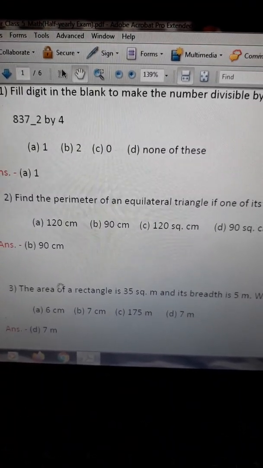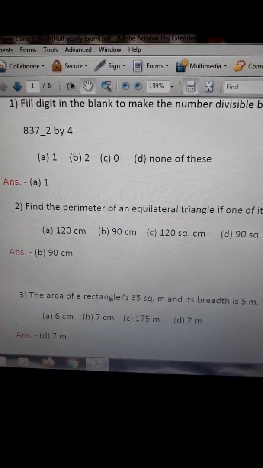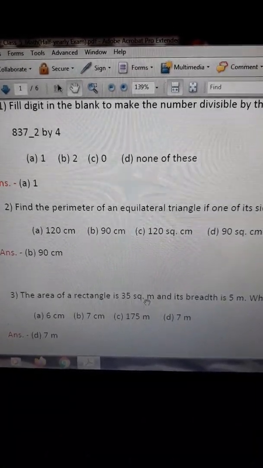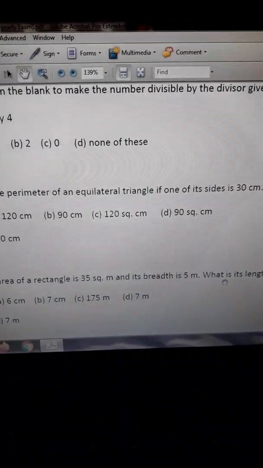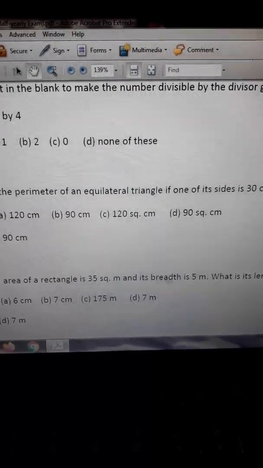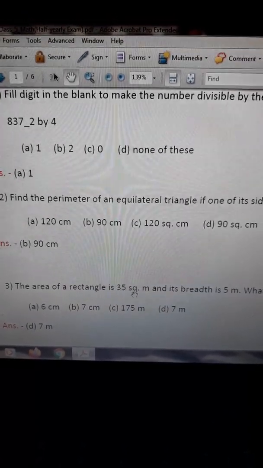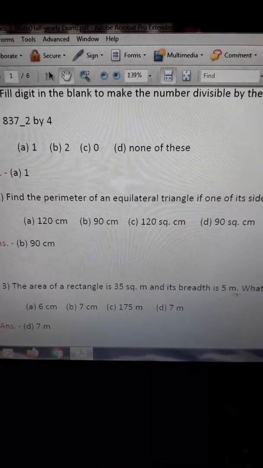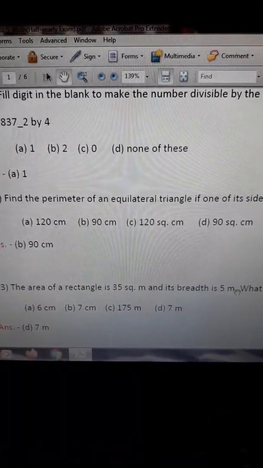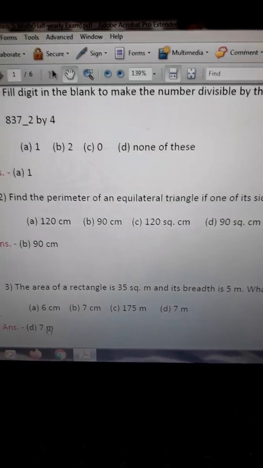Okay, question number 3. The area of a rectangle is 35 square meter and its breadth is 5 meter. What is the length? The formula for the area of a rectangle is length into breadth. The breadth is given as 5 meter, so length will be 35 square meter divided by 5 meter, so you will get 7 meter. Because the area is in square meter, when we multiply length into breadth, 5 meter into 7 meter, you get 35 square meter. So the correct option will be option D, 7 meter.